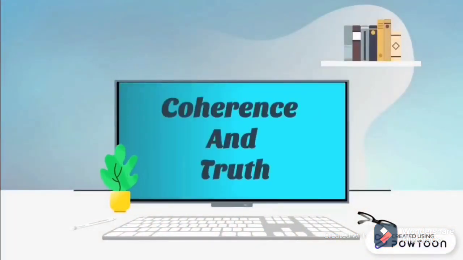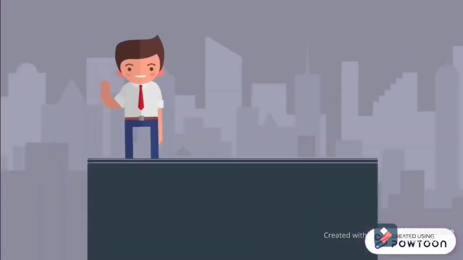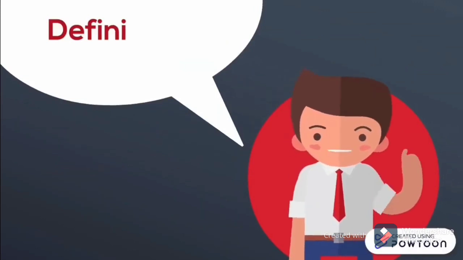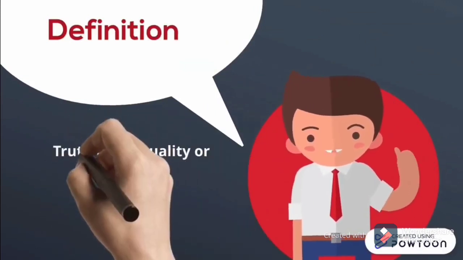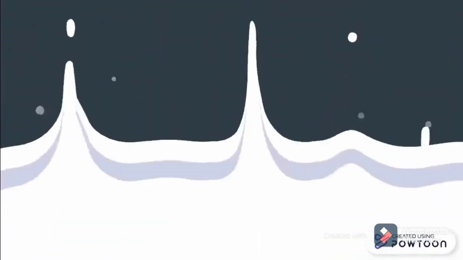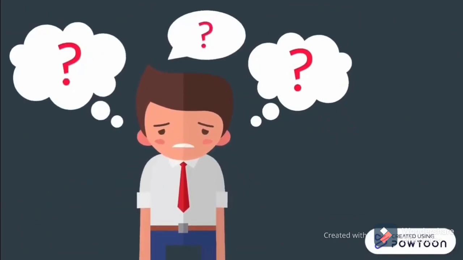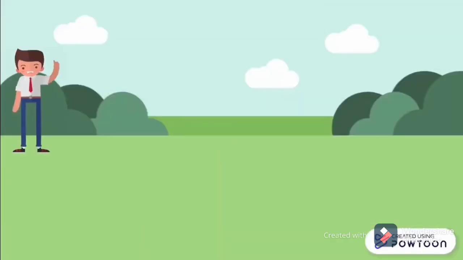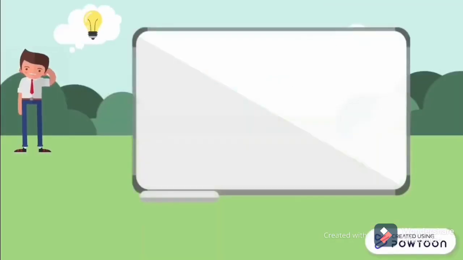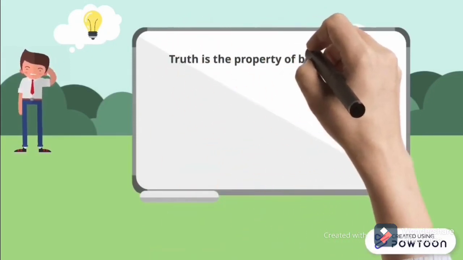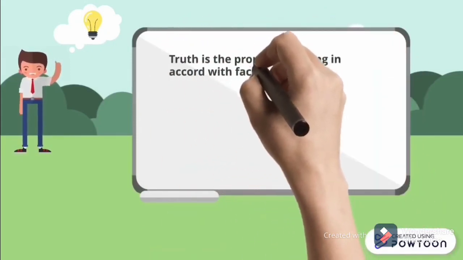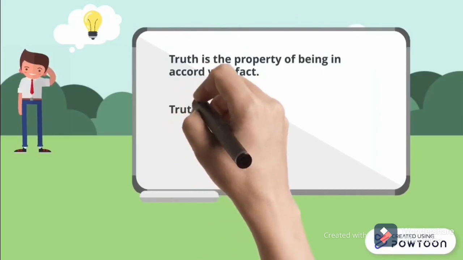Today we will present about coherence and truth. What is true? True is defined as the quality or state of being true. What does it mean? Truth is the property of being in accord with fact. In simple words, truth is the aim of belief.